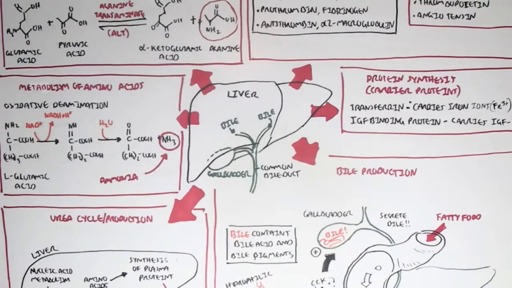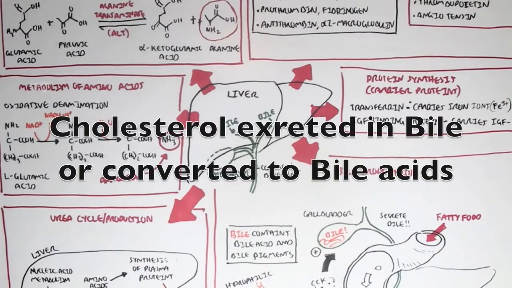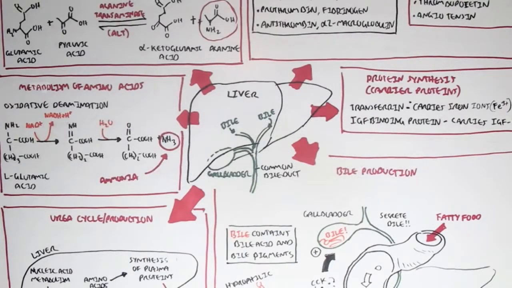If there's too much cholesterol, however, the body will secrete it, either in bile or cholesterol will be converted into bile acids because they have similar structure. And then this will be secreted in the intestines and be excreted as feces.